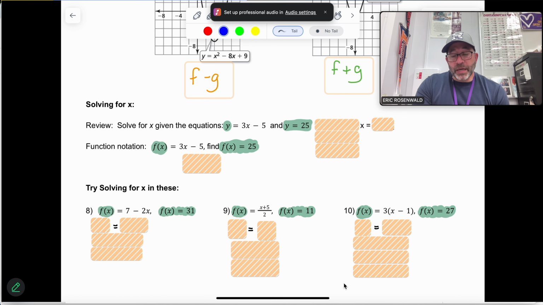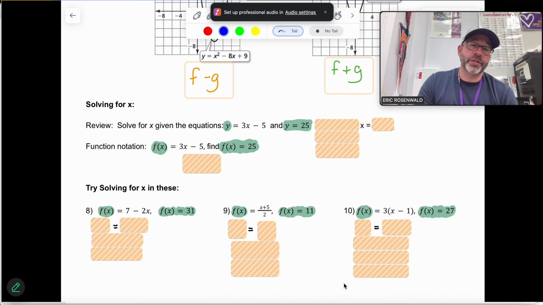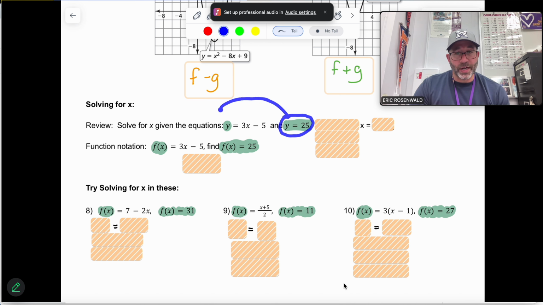All right, down below, reviewing real quick: solve for x, given the equations y is equal to 3x minus 5 and y is equal to 25. Here's the deal. People are so in the habit now of just putting in the number for x, like we've been doing. Well, what about when we don't have a value for x and they're asking us to solve for x? If I know that y is equal to 25, I could take that y and put it right here in place of this y, because they're the same thing.